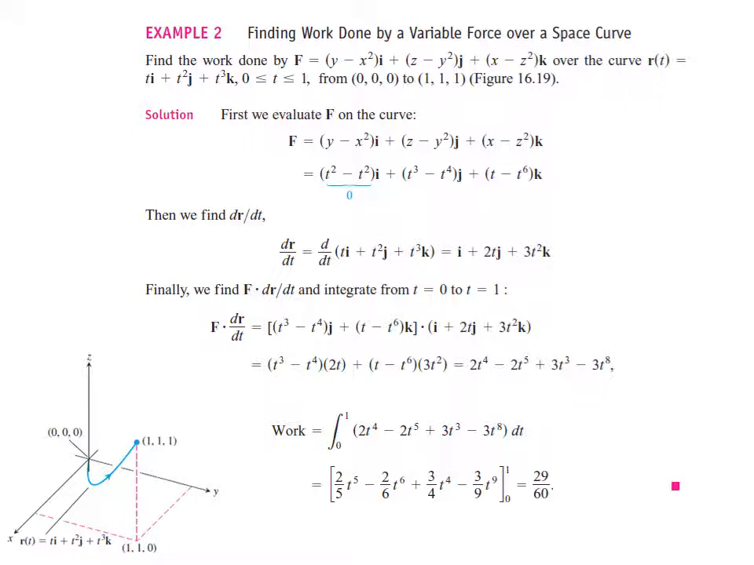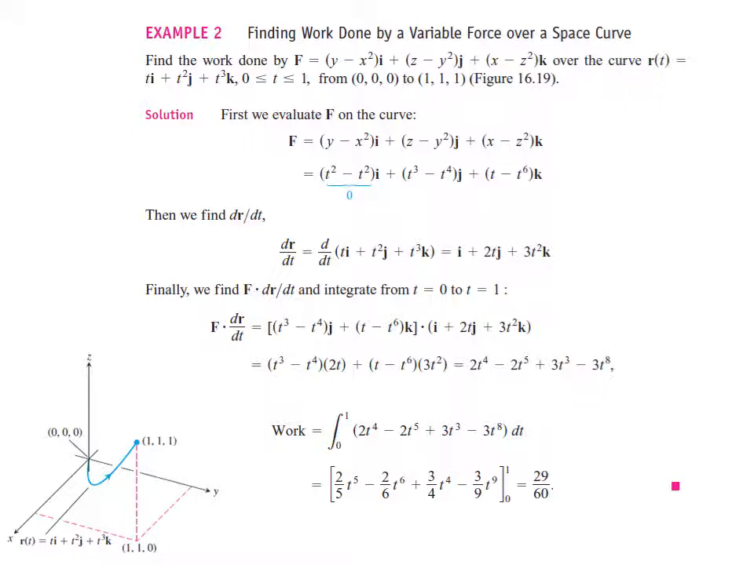Let us evaluate F in terms of t. F is equal to (y minus x square) i cap plus (z minus y square) j cap plus (x minus z square) k cap. Substitute y equal to t square and x equal to t here. So we get t square minus t square, which cancels to 0 into i cap. Let us come to the j component. The j component is z minus y square, where z is equal to t cube and y is equal to t square. So we get t cube minus t to the power of 4 into j cap.